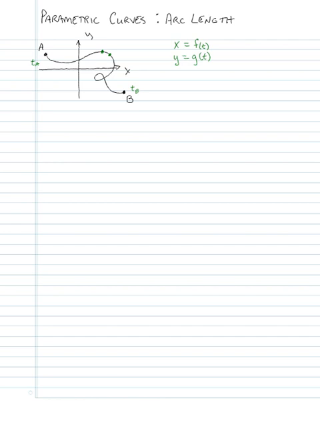And so if I called that distance, because it's infinitely small, ds, then the length that we're interested in, let's get this in mind, the arc length, of the total, is the length of the curve from A to B.